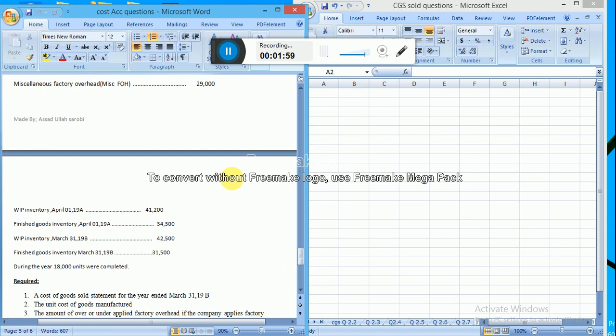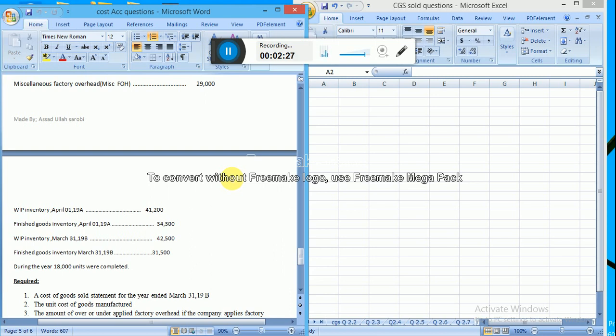So this is the total year data. One year is 19A and the current year is 19B. Why? After A, B comes, so we will use our own common sense. So the current year is 19B, for which we are going to prepare the cost of goods sold statement.